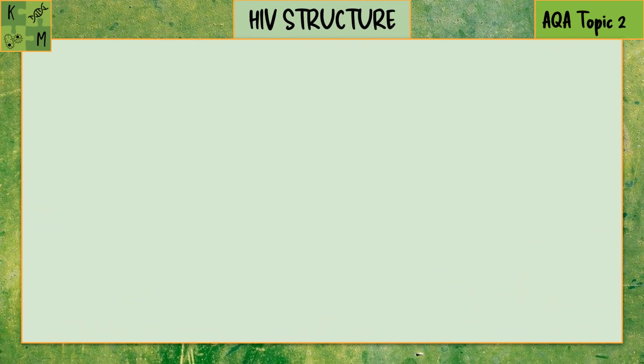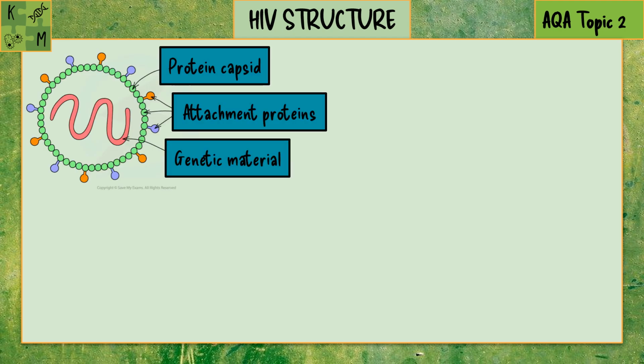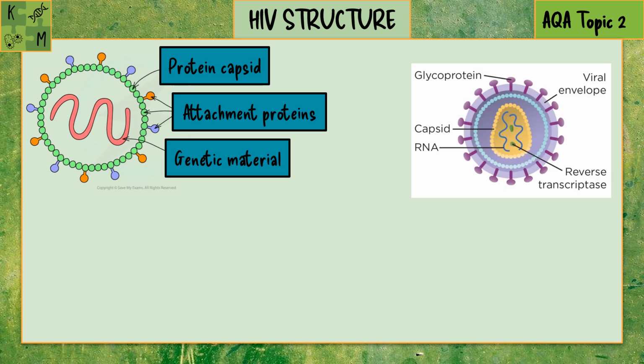First, we'll look at the structure of HIV, or to give it its full name, human immunodeficiency virus. AQA requires you to know the general structure of a virus and also the specific structure of HIV, so let's see how they compare. All viruses contain genetic material, which may be DNA or RNA.